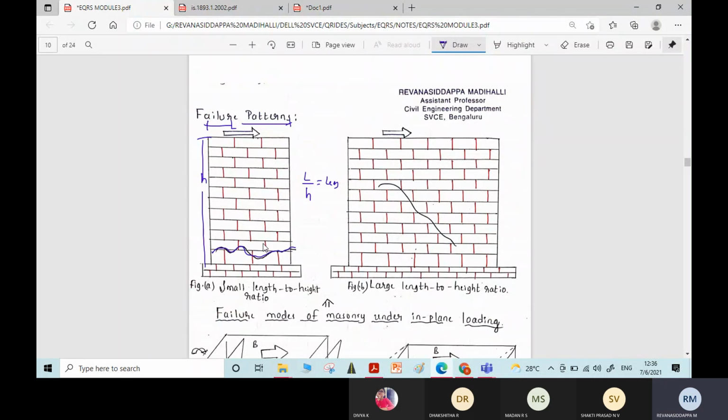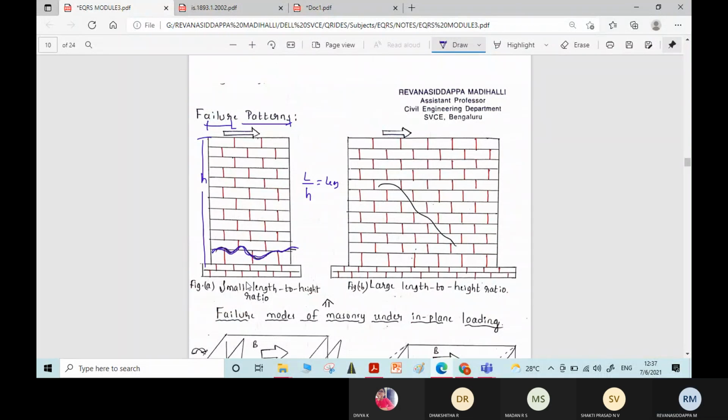Because it will have more moment, because its height is more compared to the width. Because of more moment concentration at the base of the building, at the fixity of the building, you can see a horizontal crack developed at the base. This is how the failure takes place when the length to height ratio is smaller.